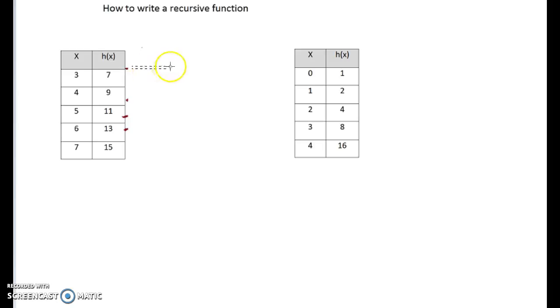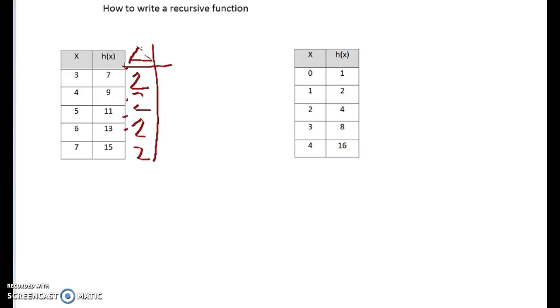We can create a third column. We're going to call it the delta column. That will represent the change that is consistent. The change that we notice from each output value is increasing by 2. This is a linear table since there is a constant difference.